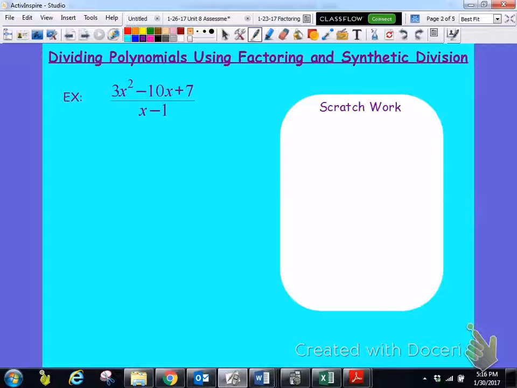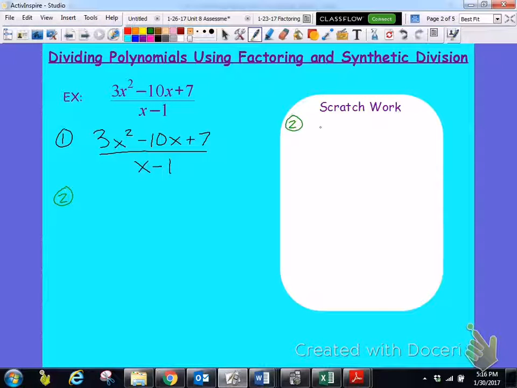3x squared minus 10x plus 7 divided by x minus 1. Now earlier today we said that our first step was to rewrite it as a fraction. Now this specific problem is already written as a fraction, but for the sake of consistency, I'm going to go ahead and write it again. Alright? Step 2, we're going to come off and we need to factor the numerator. So I'm going to show my scratch work over here.